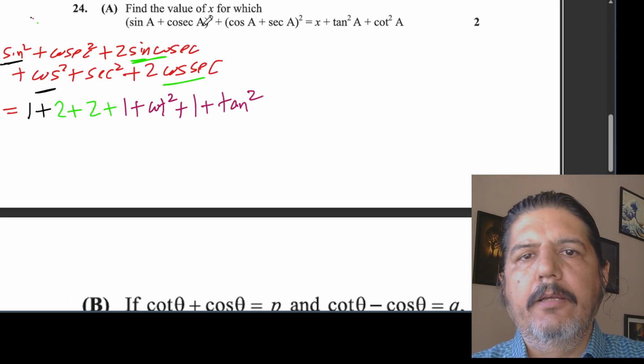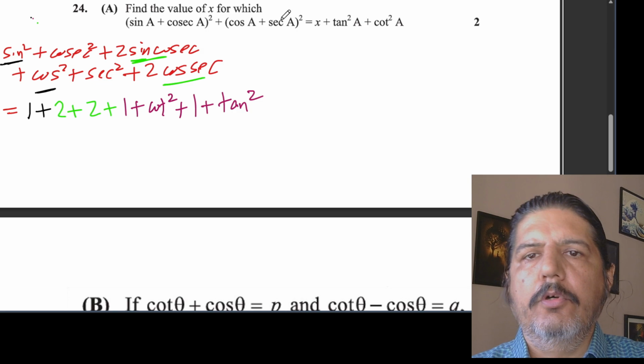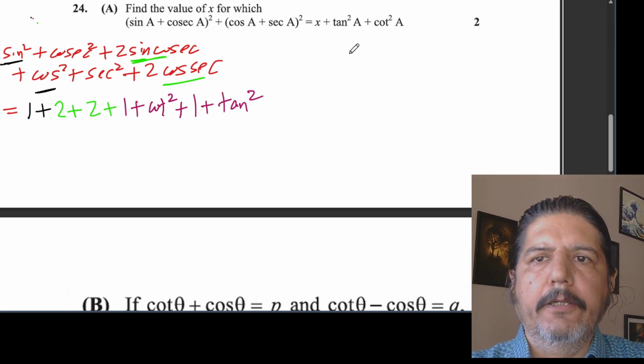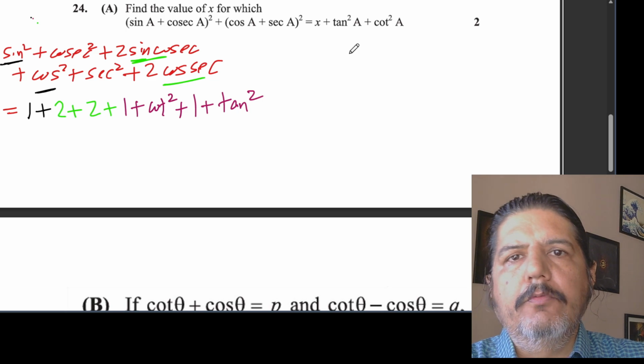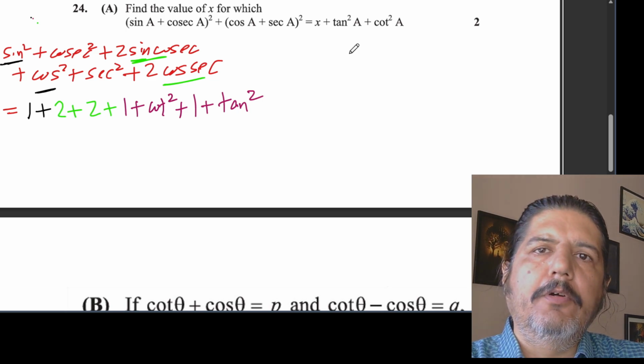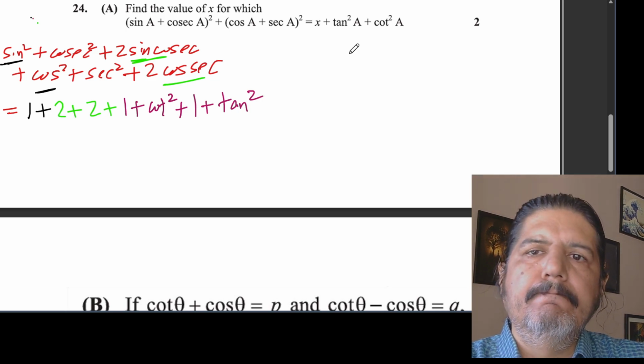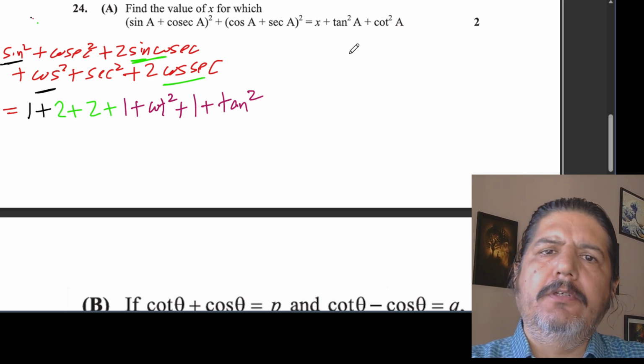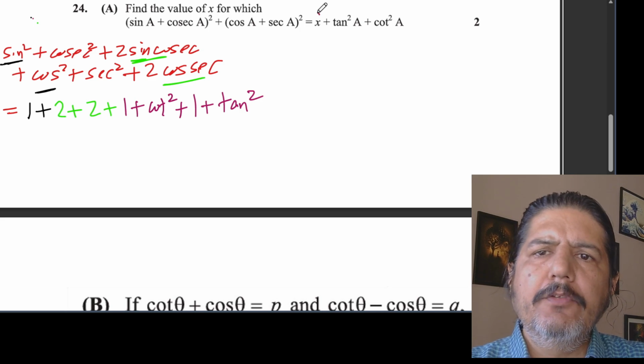Question: (sin a plus cosec a) whole square plus (cos a plus sec a) whole square is equal to x plus tan square a plus cot square a. Again, this is one of the questions that you won't typically find in a CBSE textbook, but it's not to worry. It's a simple question. All that we need to find is the value of x.